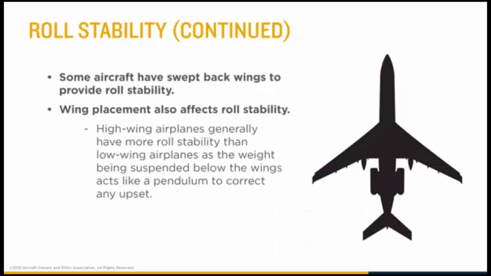So some aircraft have swept back wings to provide roll stability. Wing placement also affects roll stability. High wing airplanes generally have more roll stability than low wing airplanes, as the weight being suspended below the wings acts like a pendulum to correct any upset.